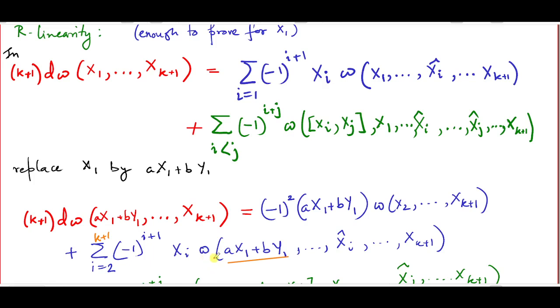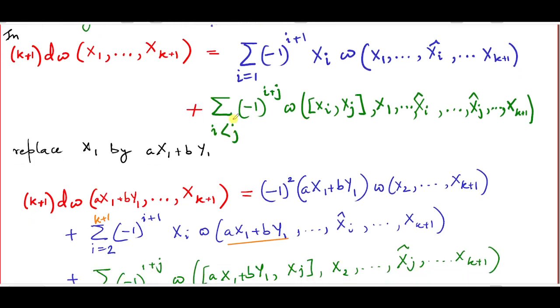What about the second sum? Here, since i is less than j always, the only possibility for i or j to be 1 is that i has to be 1. And therefore, you have again two kinds of terms. One in which i equals 1 and j is anything more than that.